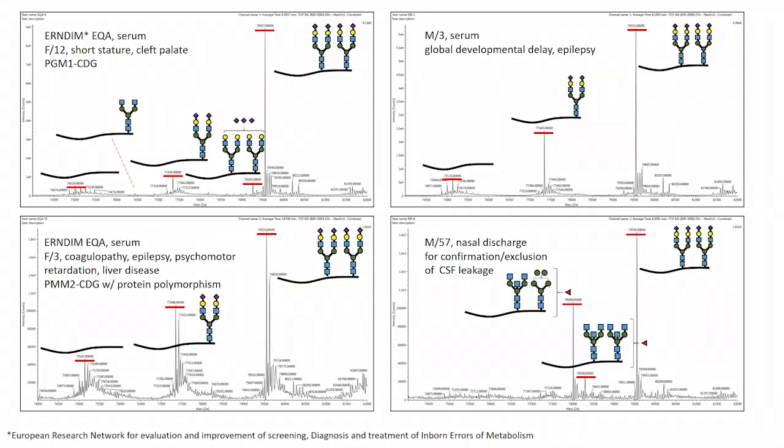And then the bottom panel is quite interesting. It's actually a nasal discharge from a 57-year-old gentleman. The clinician wants to confirm whether this patient has a CSF leakage. From the glycoform analysis, we can see that there is a presence of these two types of asialotransferrin with different glycosylation structures. Brain-type transferrin is only found in the CSF, so we can confirm that the nasal discharge of this patient is actually CSF leakage.